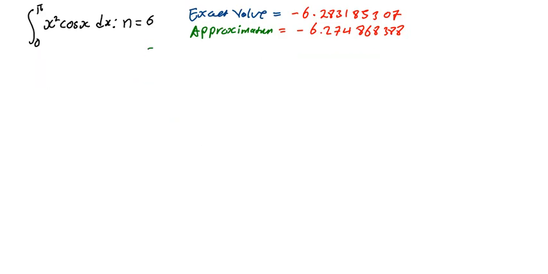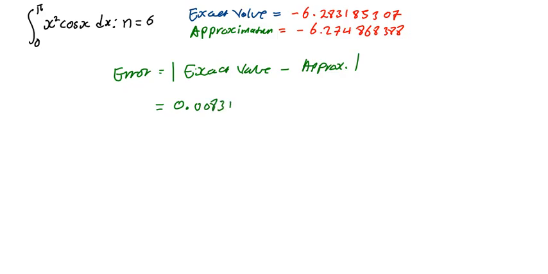And you can actually compute the error if you like. Keep in mind that your error is just equal to the absolute value of the exact value minus the approximated value. And when you compute those, you're going to end up with some error that is like 0.008316918, like that, and that's going to be your error. Okay, so we have approximated this integral here.